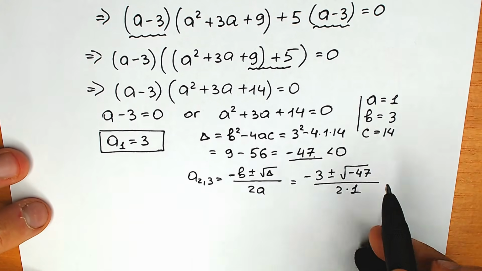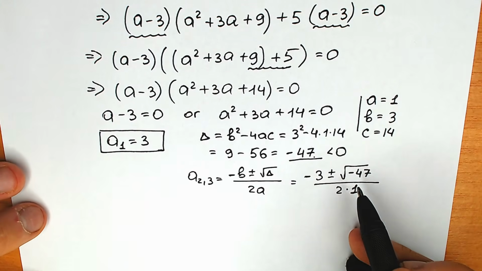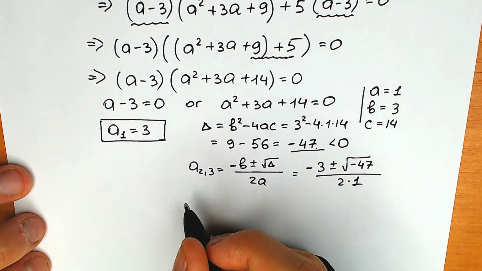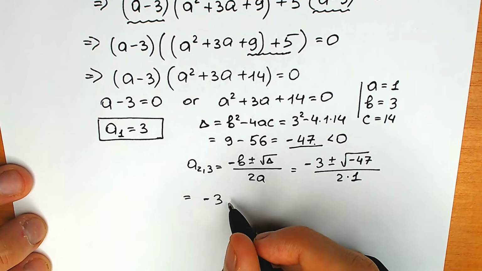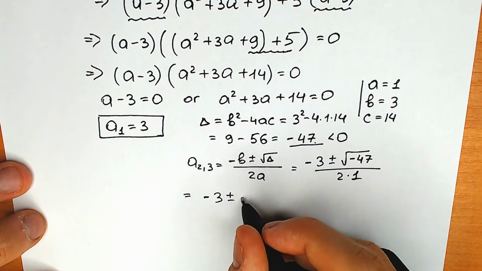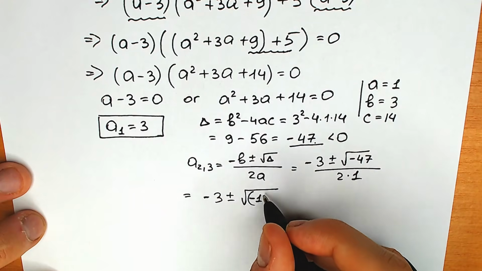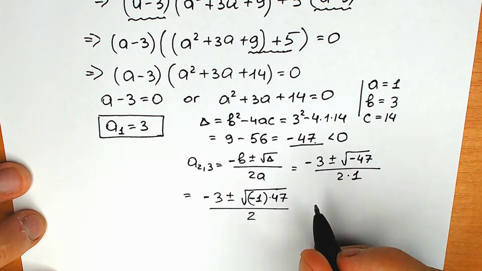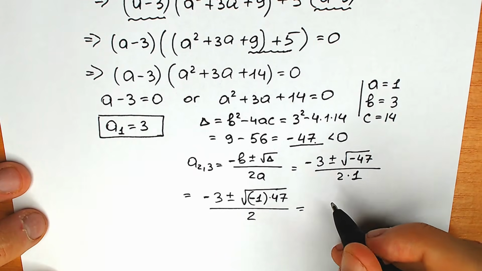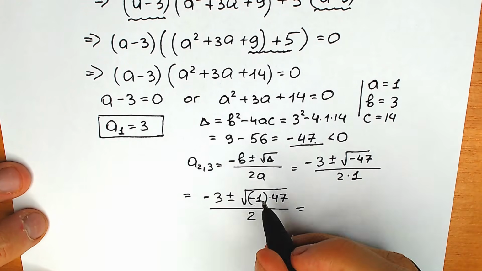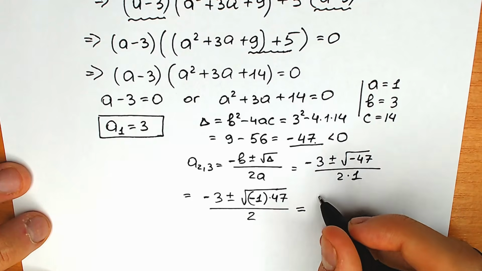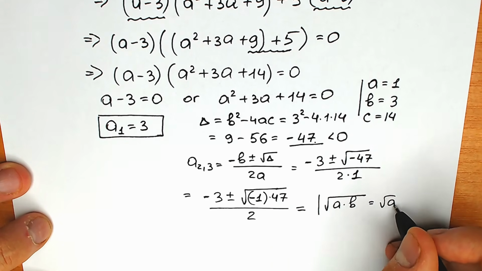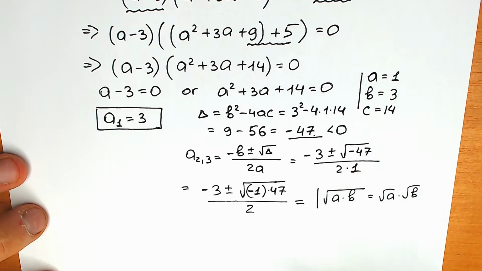Let's simplify this real quick because we have the square root of minus 47, and in terms of real numbers, this expression does not exist. But we can easily write it as minus 3 in the beginning, plus minus square root of minus 1 times 47, and over 2. According to a basic property of the square root, square root of a times b, we can write as square root of a times square root of b. We can easily split it, and right now let's do this.